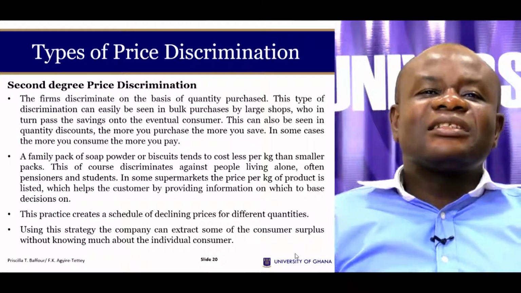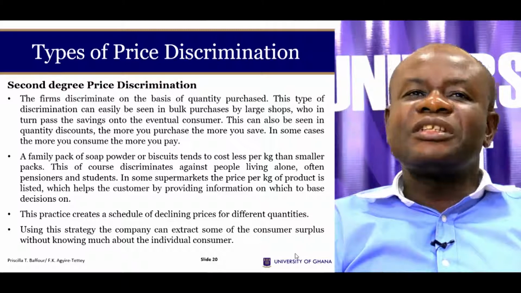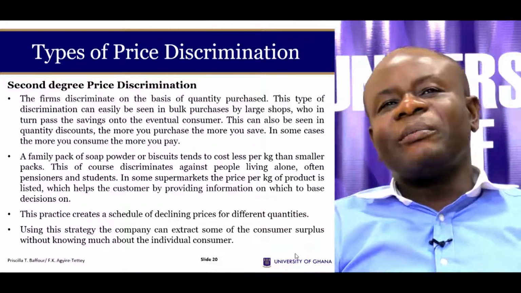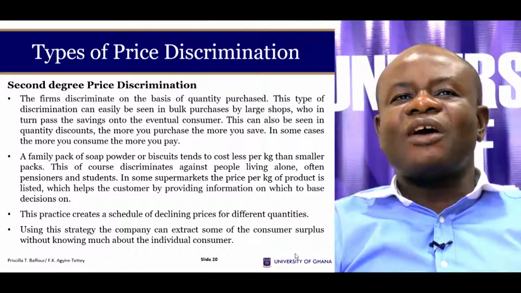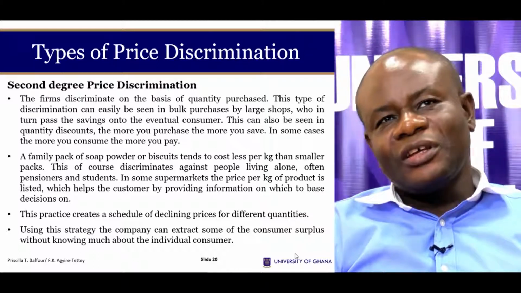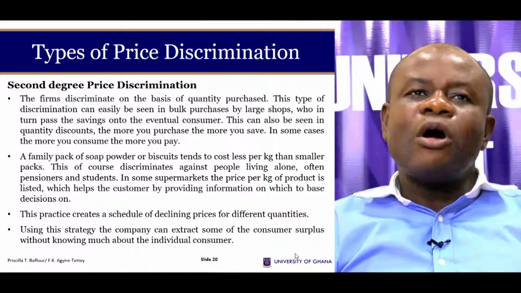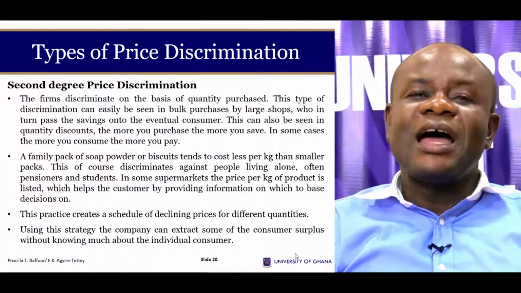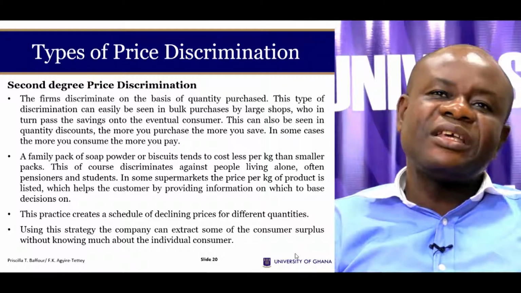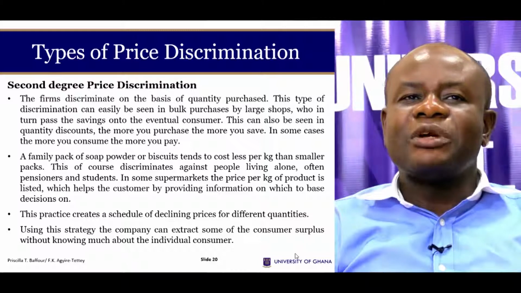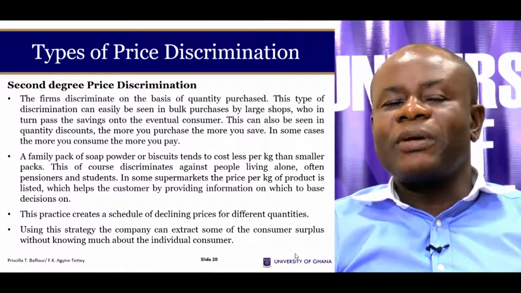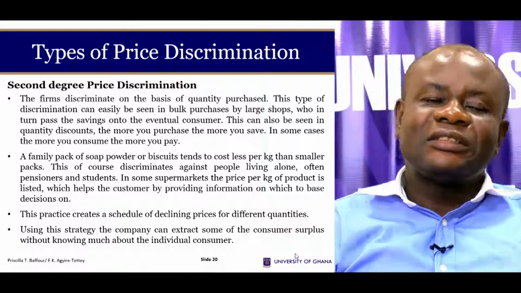Then the second type of discrimination is the second degree price discrimination. In this case, the discrimination is done on the basis of the quantity that you purchase. If you purchase in bulk, you pay a lower price, and when you purchase a lower amount, you pay a higher price. So the discrimination is based on the amount of the commodity that you are purchasing. A typical example is when you purchase a family pack of soap powder, you pay a lower price compared to buying them in smaller quantities.